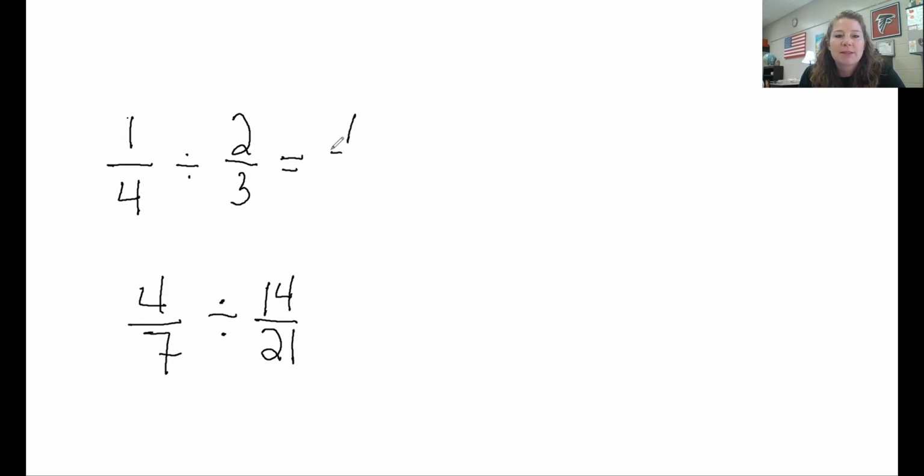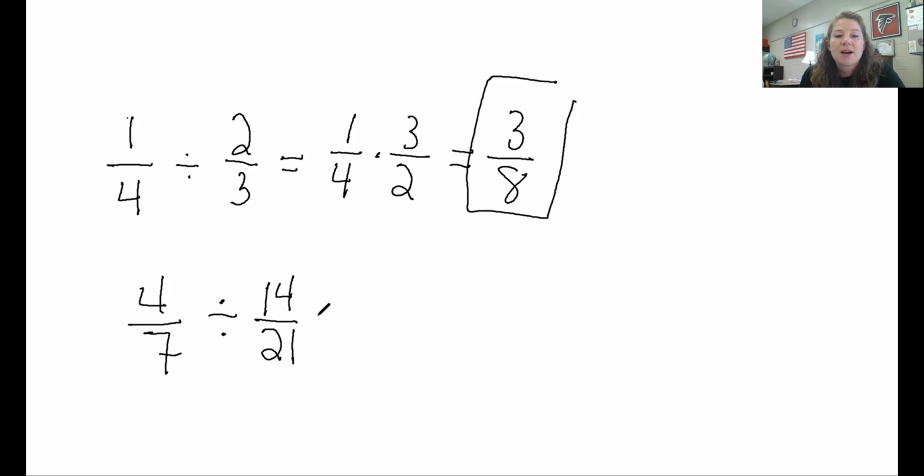So we're gonna keep it, change it, flip it. Can we simplify up and down diagonally? Nope. We're gonna multiply straight across. 1 times 3 is 3. 4 times 2 is 8. And that's simplified. And we're done. Yay, that was easy. The second one, we're gonna keep it, change it, flip it.